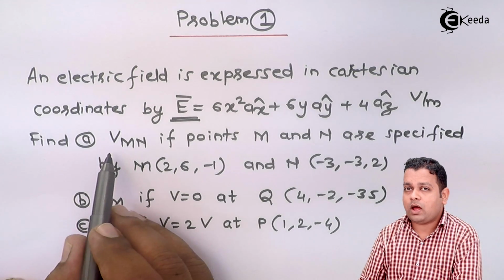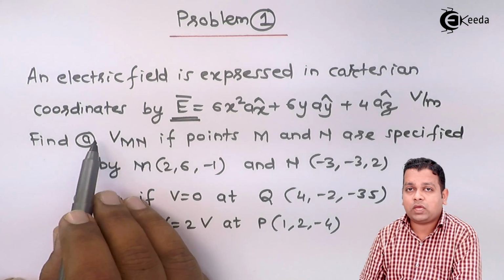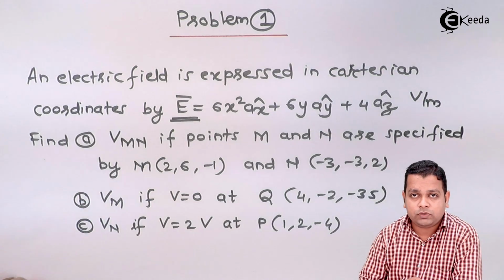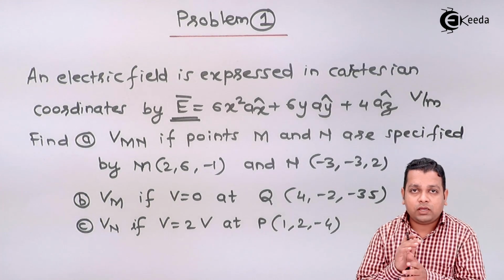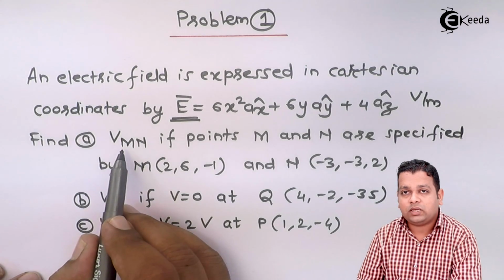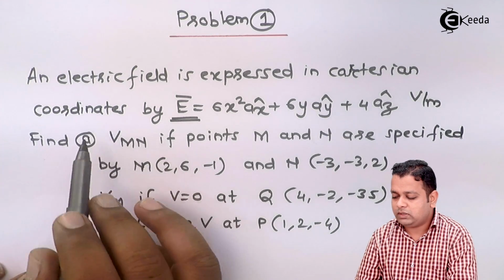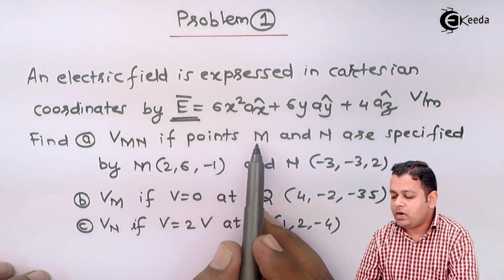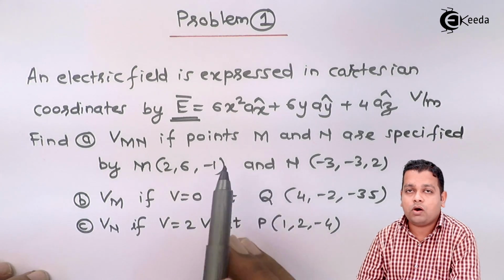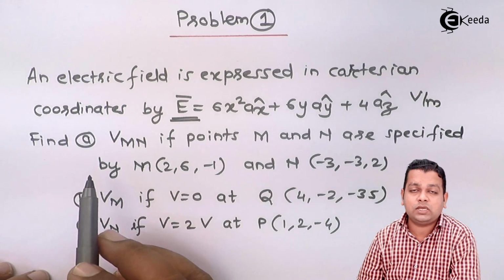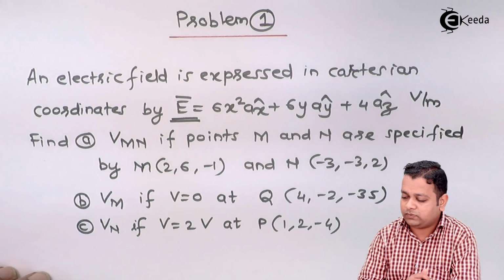In the first part, we are asked to find V suffix Mn. As two letters are in suffix to capital V, it means it is a potential difference, a difference of potential levels, difference of energy levels between the points M and N. So we will be finding the potential difference Vmn if the points M and N are specified by coordinates. The coordinates of initial and final positions are given to us. We have to simply apply the formula for potential difference.